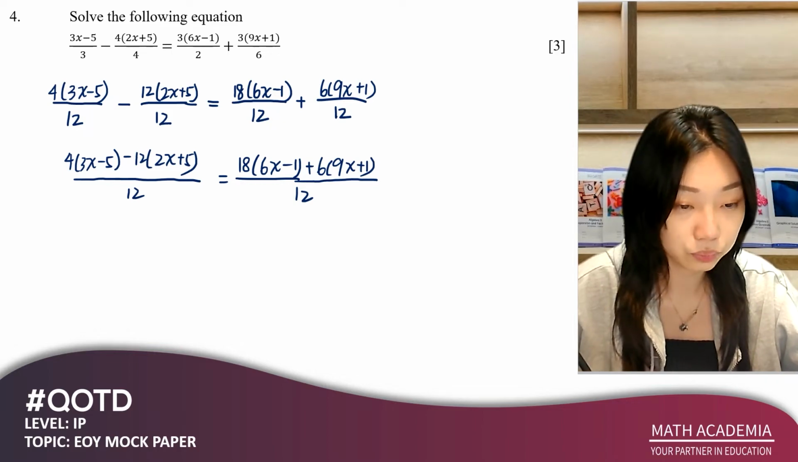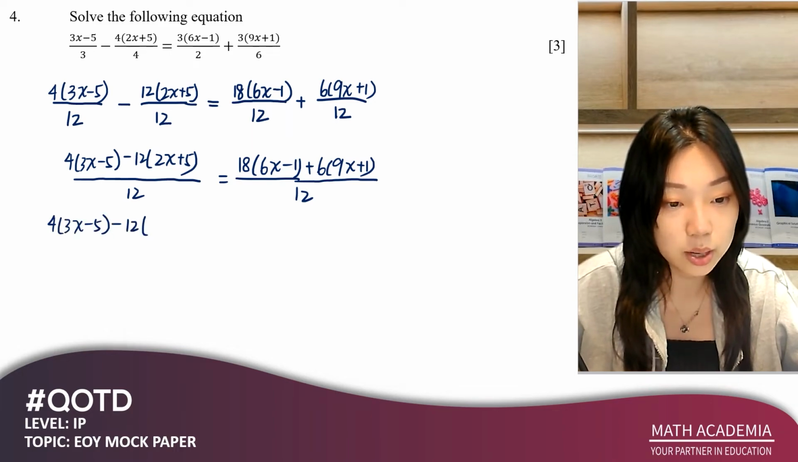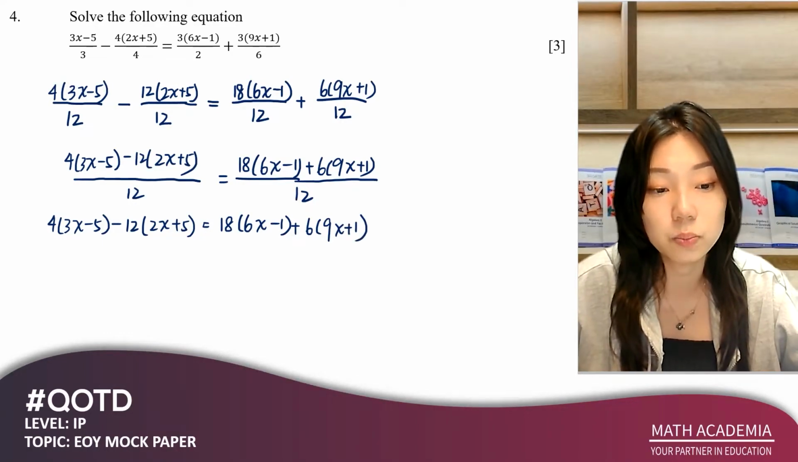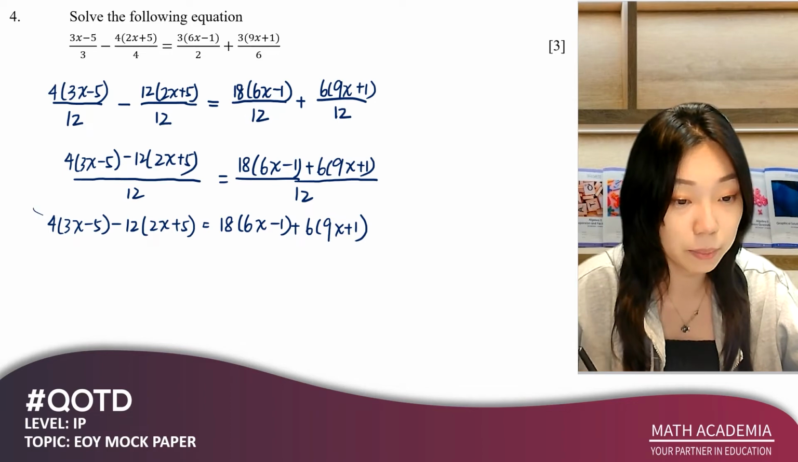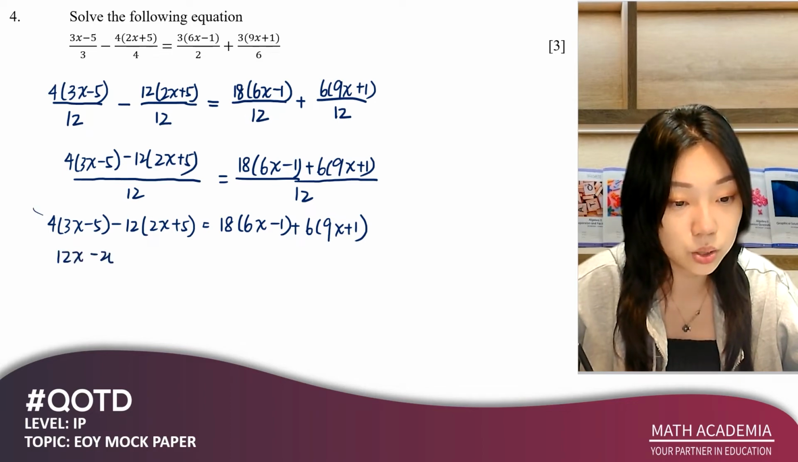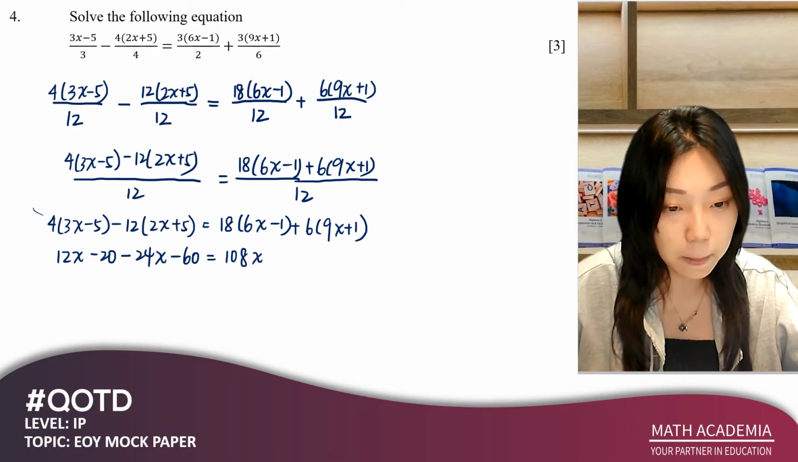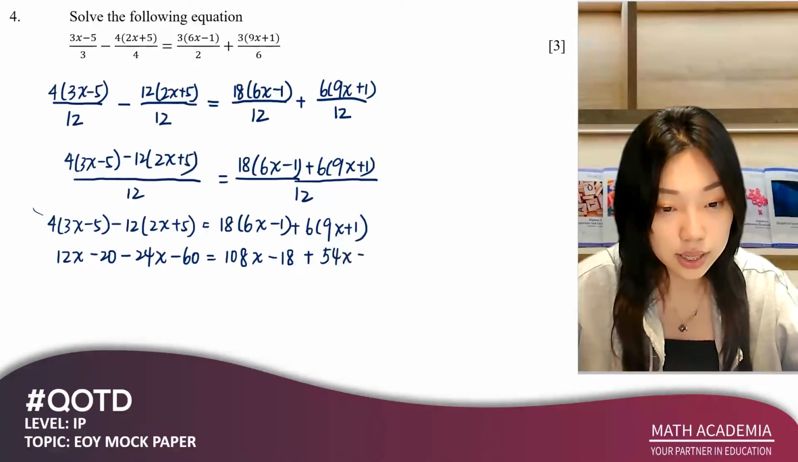So I would have 4 multiplied by 3x minus 5 minus 12 multiplied by 2x plus 5 equal to 18 multiplied by 6x minus 1 plus 6 multiplied by 9x plus 1. And my last step would be to open up my brackets and simplify. So let's do it one step at a time. When I open up my bracket, I would have 12x minus 20 minus 24x minus 60. So this would equal to 108x minus 18 plus 54x plus 6.